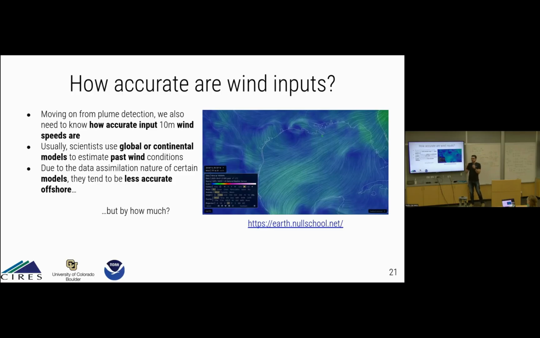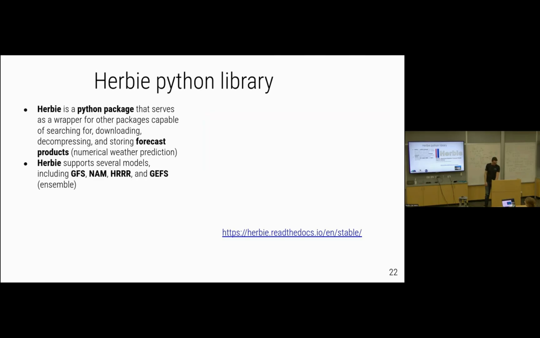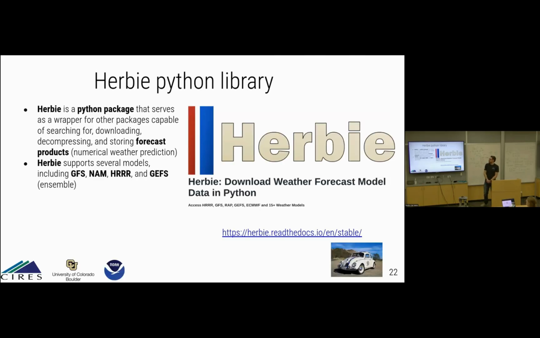When you're analyzing the data, you cannot go back in time and check how winds were then and there. So usually what scientists do is they use global or continental models to interpolate what the wind speed was at the location of the leak and at the time that the leak was happening. But the problem is, due to the assimilation nature of those models, they tend to be less accurate offshore because you have less data to assimilate from. And we want to know by how much those are inaccurate.